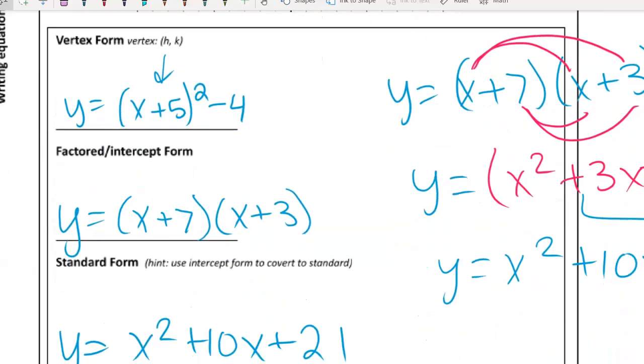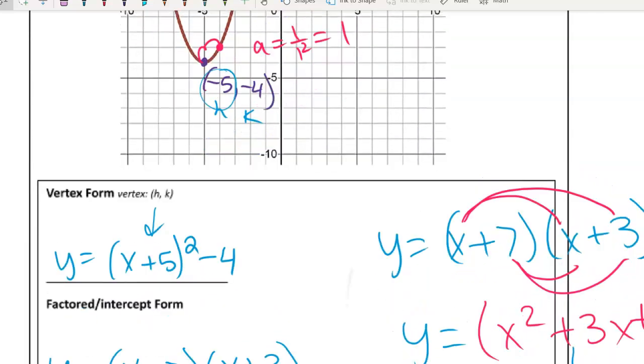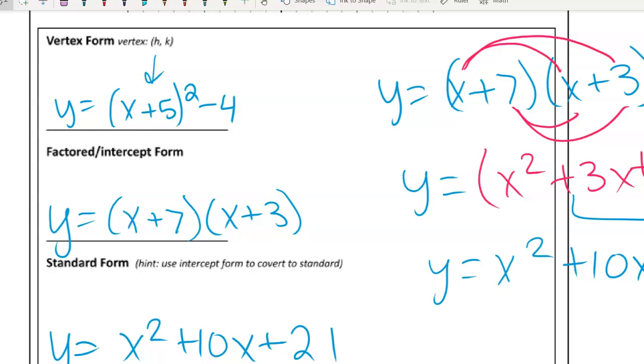In order to find our intercept form, we looked at the two intercepts at -7 and -3. They are both placed inside parentheses and insiders lie, or x lies, however you like to think about it. So they were negative on the graph, so they're going to be positive in the equation. Our a value was still 1.